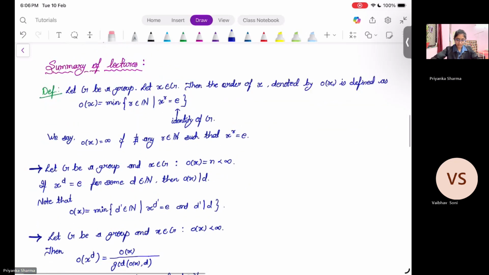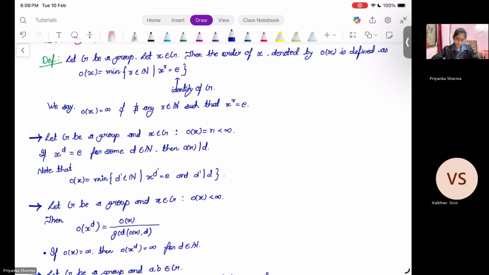So let's cover a quick summary. The first definition is about the order of an element. Let G be a group and we fix an element x in G. Then the order of the element x, which is denoted by o(x) and read as order of x, is defined as the minimum of those natural numbers r such that x to the power r is e, where e is the identity of G. And if we can't have such a finite positive integer r, then we say that the order of x is infinite.